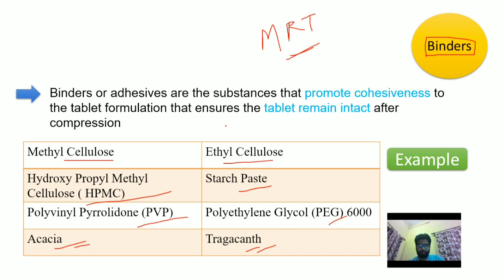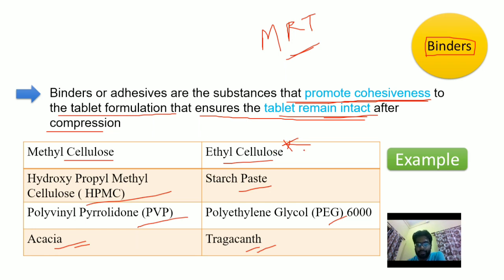And what is the use of a binder? Binders promote cohesiveness in the tablet formulation and ensure that the tablet remains intact after compression. They actually hold the structure of the tablet. That is the function of a binder. See, here ethyl cellulose is there, and ethyl cellulose is a very common water insoluble binder.